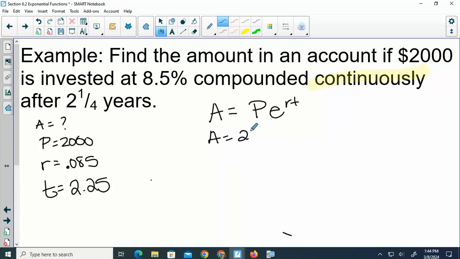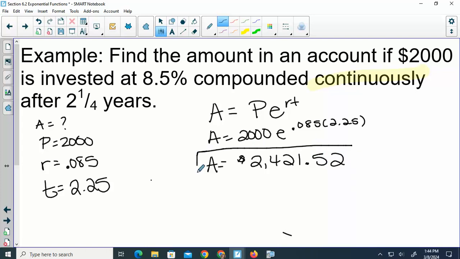A equals 2,000 e to the 0.085 times 2.25. You should get $2,421.52. You didn't get that. Do you know where you went wrong?